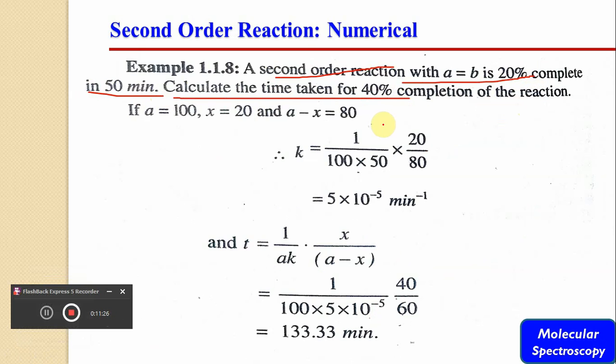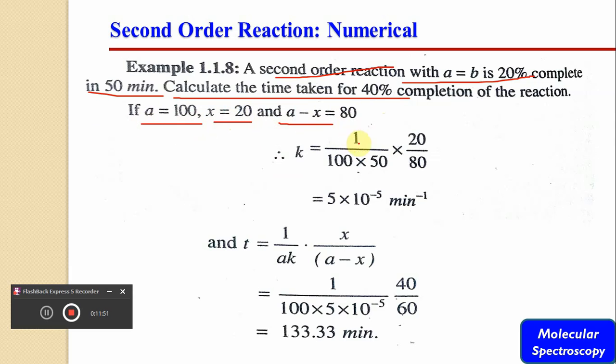So here, if 20% is completed in 50 minutes, then how much time is required for the completion of 40%? Definitely one can think about cross multiplication, but this is not the correct method to solve this. If a is equal to 100%, then x is equal to 20%, completed in 50 minutes. So a minus x will be 80.